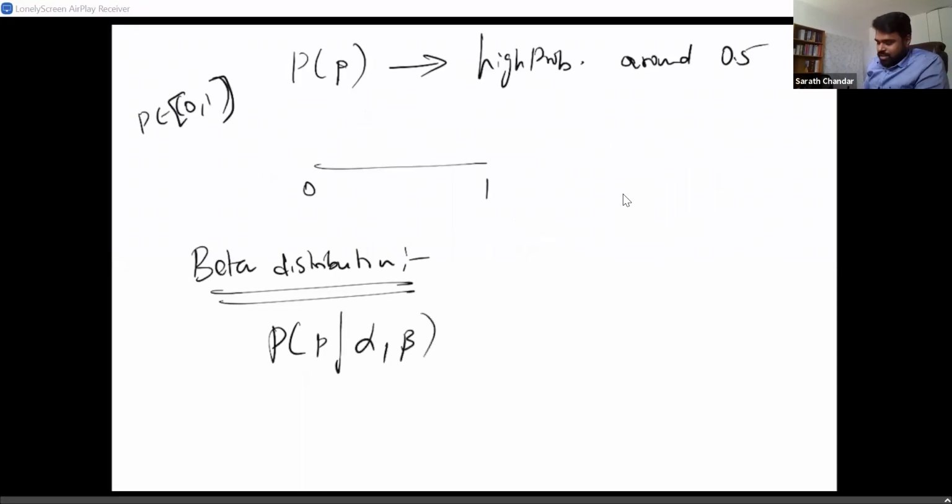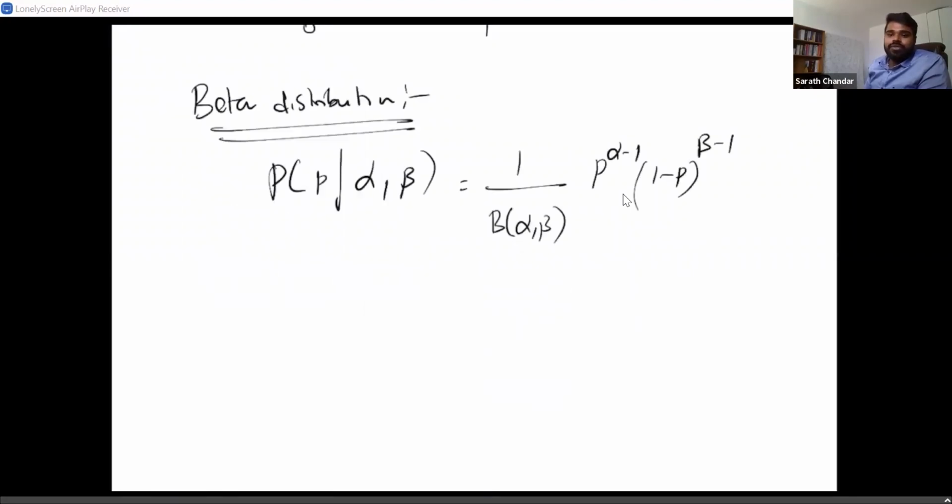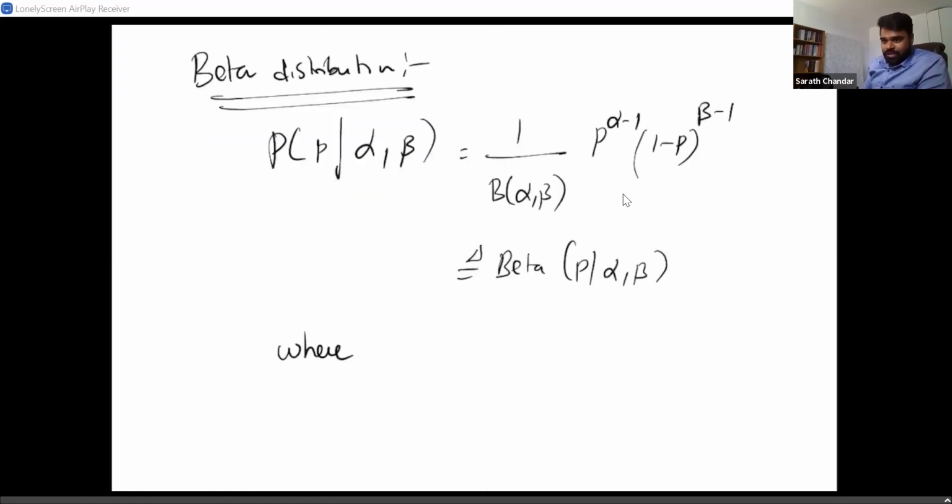beta. The probability of my parameter P is given by 1 over B of alpha beta, P to the power alpha minus 1, 1 minus P to the power beta minus 1. This is just the probability distribution for the beta distribution, beta of P given alpha, beta, where the B function is given by gamma of alpha, gamma of beta, over gamma of alpha plus beta.